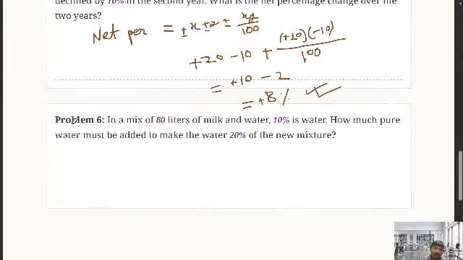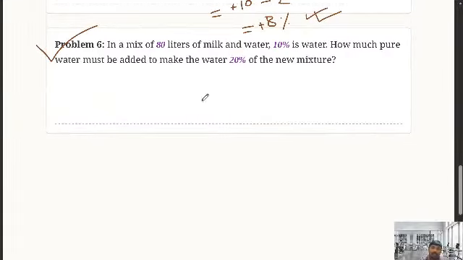Now I want you to solve problem number 6 on your own. If you can't solve this, I will solve it next day. I will upload this PDF to my Telegram channel.